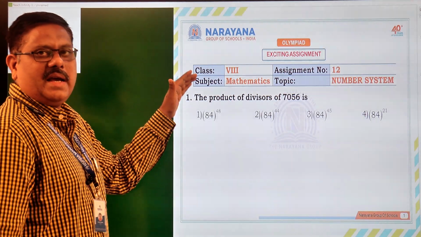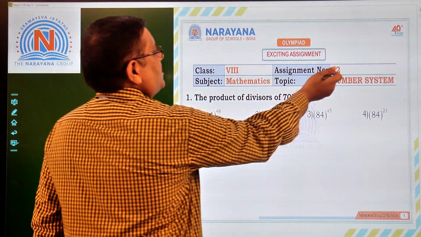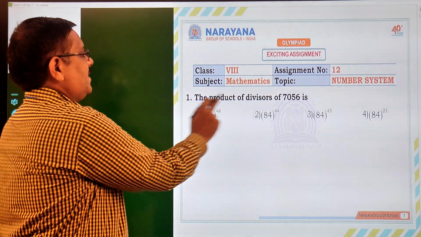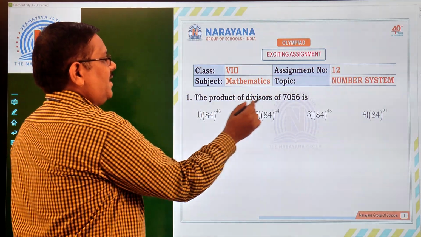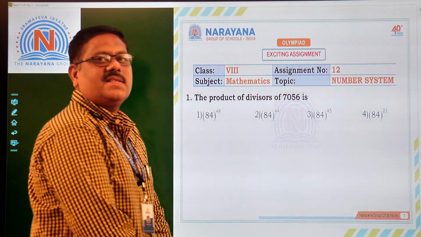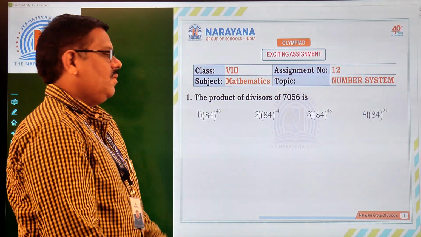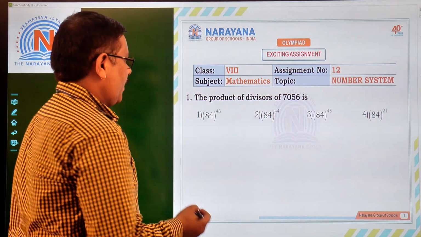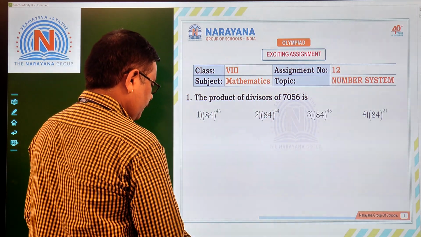Today for class 8 students, we are going to discuss assignment number 12 on number system. Okay, let us see the first question. The product of divisors of 7056 is... Okay, what are the products of divisors we have? Their product he is asking us. Okay, now how to solve this?